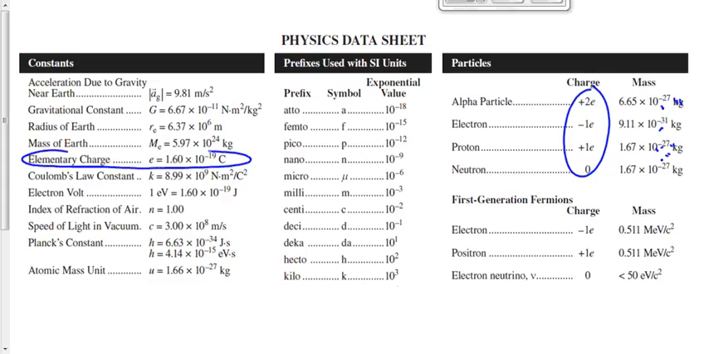So we're going to say that an alpha particle would be 2 times 1.6 times 10 to the minus 19 coulombs, or 3.2 times 10 to the minus 19. An electron would be negative 1.6 times 10 to the minus 19, and a proton would be positive 1.6 times 10 to the minus 19 coulombs. You don't need to memorize those numbers because they're on your data sheet, but be aware of where to find them, because you have to look at 2 places, right?